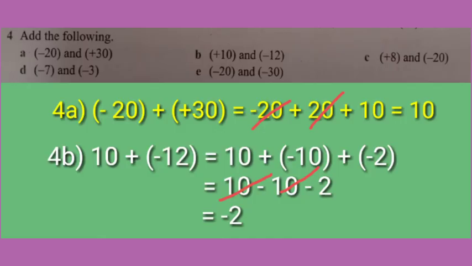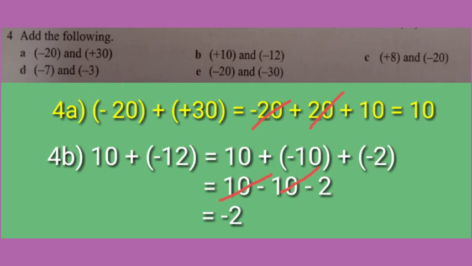Question number 4. Add the following. Part A: minus 20 and plus 30. Here minus 20 plus 30. Now write 30 as 20 plus 10. That is minus 20 plus 20 plus 10. Now cancel the positive 20 and negative 20. We'll get the answer as 10.